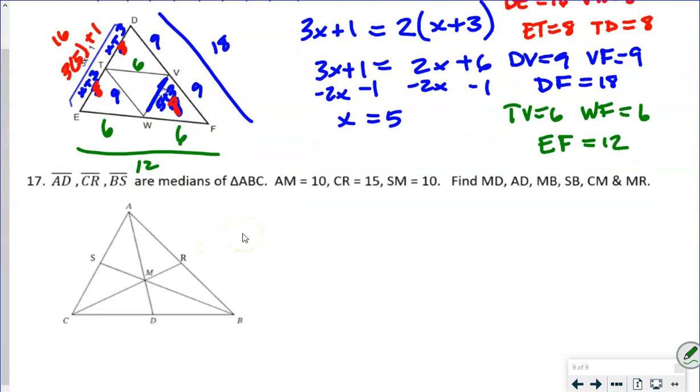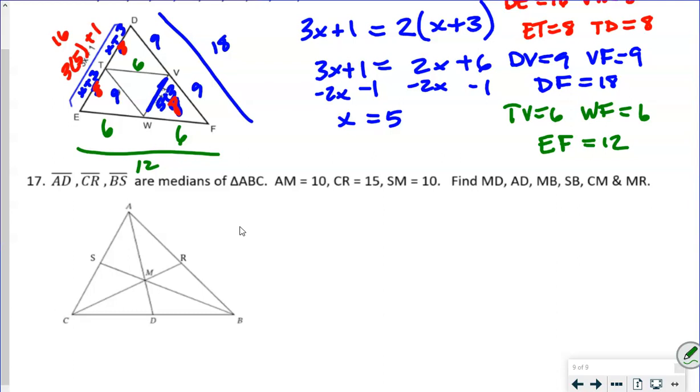AD, CR, and BS are medians of triangle ABC. So that means if we have the whole length, we divide it by 3, right? And then the shorter part is one part of that, and the bigger part is two parts of that. We're going to talk about what that means a little more in just a minute. But we're going to label stuff.